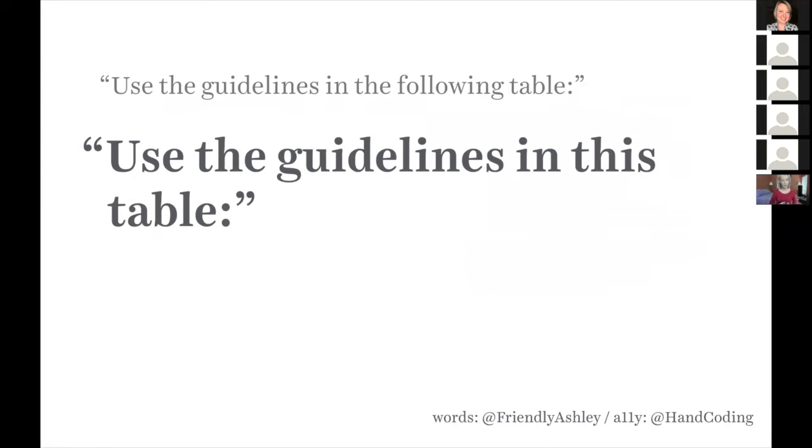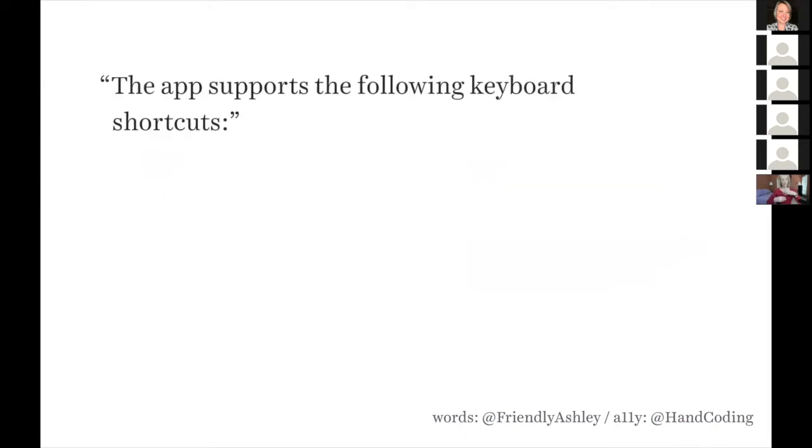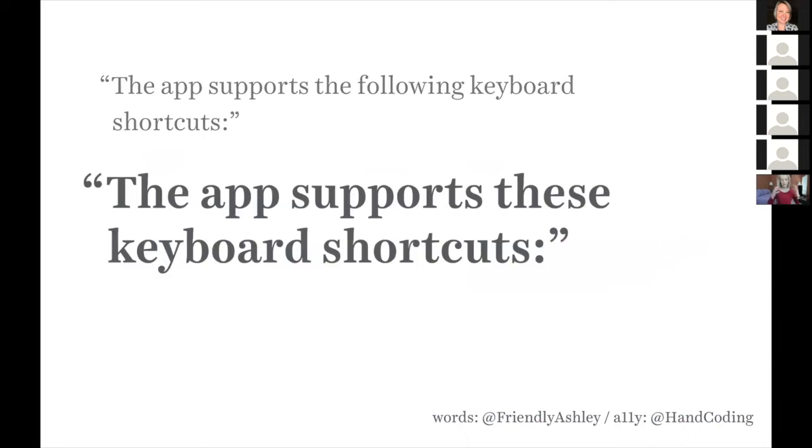Now, I should also clarify that because of pluralization and so on, there may be some cases where rather than saying "this," you may need to go with "these." And as an example of that, you might have something like, "The app supports the following keyboard shortcuts." But you can actually just say, "The app supports these keyboard shortcuts." And this is the type of change that just makes these sentences so much easier to get one's head around, because these simpler versions represent the way people speak in real life.